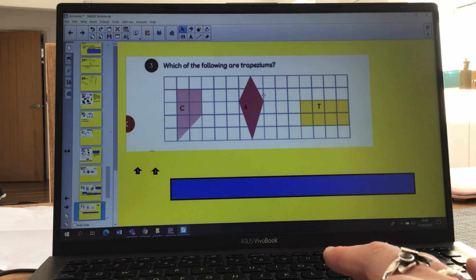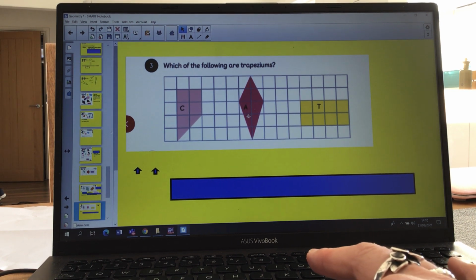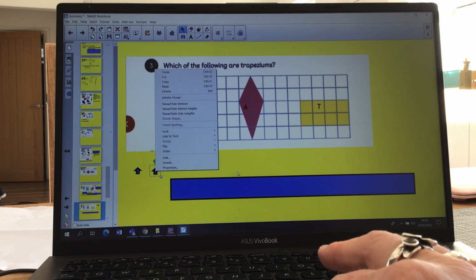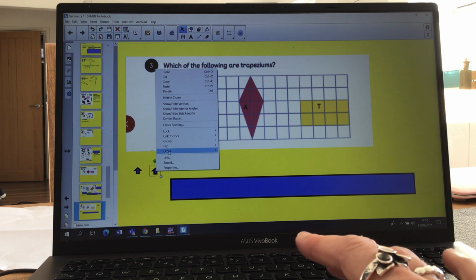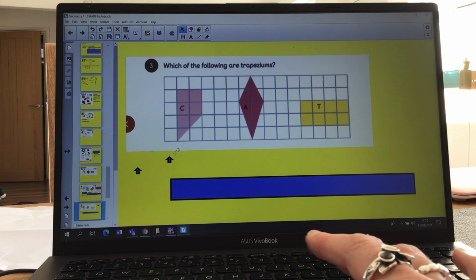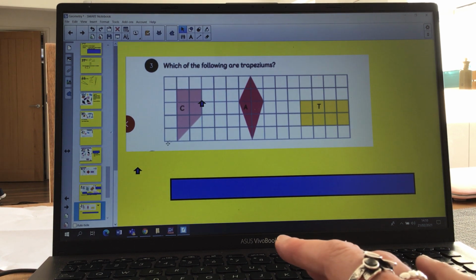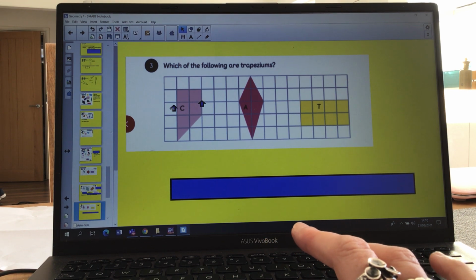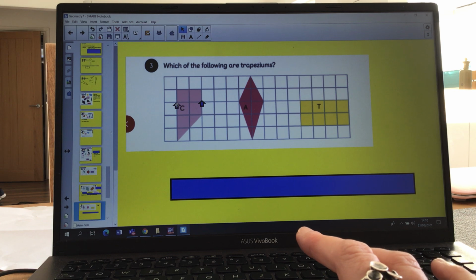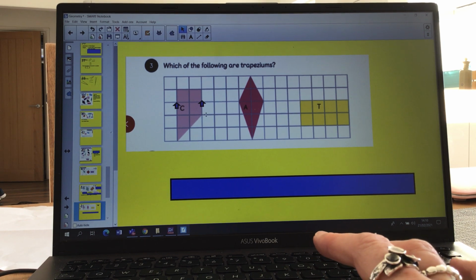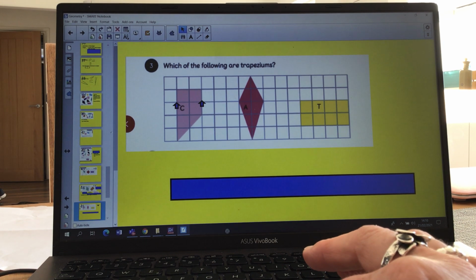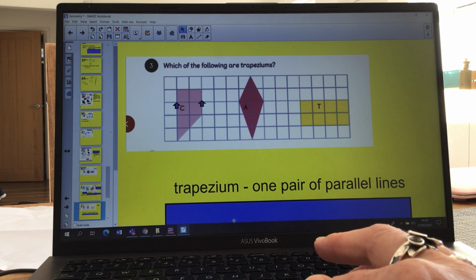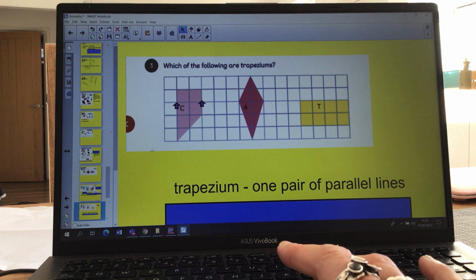A, are these sides parallel? No, I don't think they are. We call A a kite. Yeah, A is different. So really that only leaves us with this side on C being parallel to this side on C. Can you see there's our ladder on those two sides there, yeah? Trapezium, one pair of parallel lines, okay?